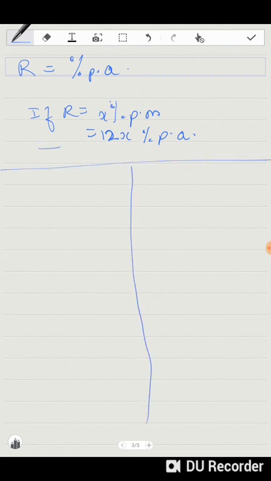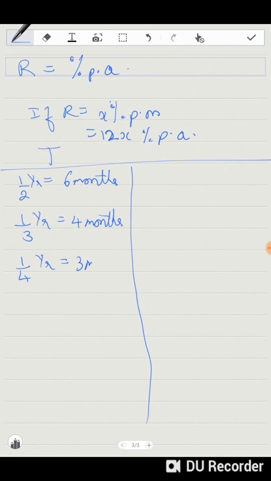Also, time and rate can be fractions as well. Some very basic common fractions in time are, let's say, half a year, that is 6 months. So these are good to know. 1/3 of a year is 4 months. How do I get that? 12 into 1/3. Or 1/4 of a year is 3 months. Or 3/4 of a year is 9 months. Are you with me?